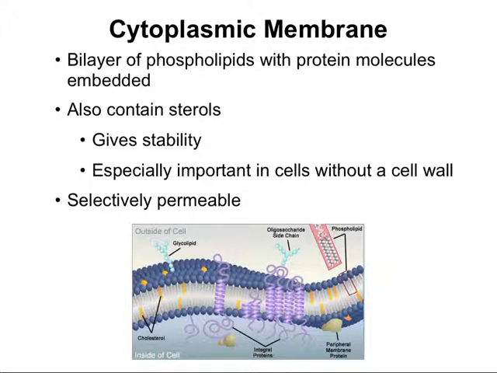Now let's take a look at the cytoplasmic membrane. The cytoplasmic membrane is inside the cell wall, and it's a bilayer of phospholipids, very similar in structure to those that we see in prokaryotes. There are many protein molecules embedded in the membrane. These proteins allow for functions like transport of materials in and out of the cell through facilitated diffusion. The eukaryotic cell membrane also contains sterols or cholesterols. The cholesterols will add fluidity and stability to the cell membrane, and they're especially important in cells that don't have a cell wall in creating this structure.